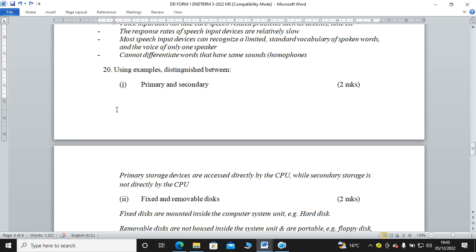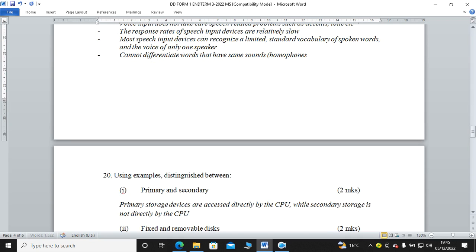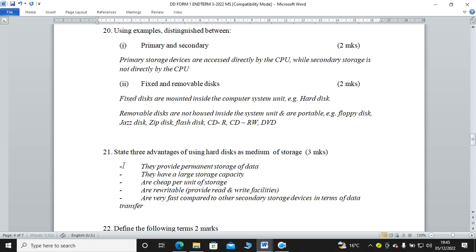Then we have using examples distinguish between primary and secondary storage. When you talk about primary storage, these are devices that are accessed directly by the CPU. You can talk about the primary memory. Whereas secondary storage, these are backup gadgets or auxiliary, like the hard disk. You can talk about external hard disk, such.